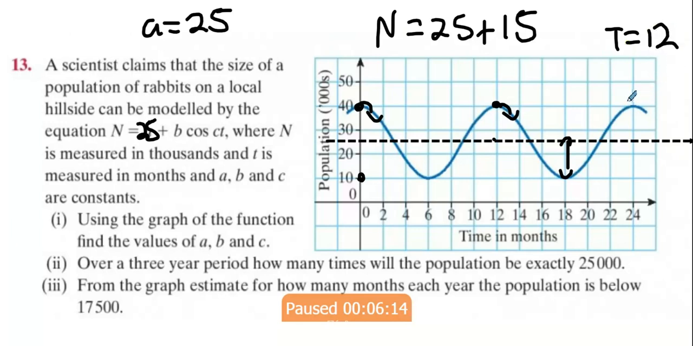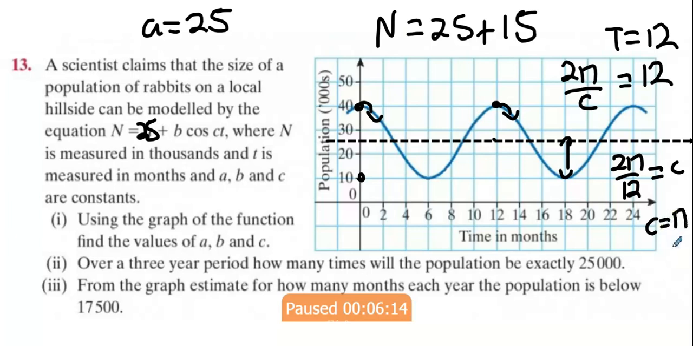What's the formula for period again? 2 pi divided by c equals 12. How do I find the c value? Bring the c up and the 12. What's 2 pi divided by 12? Yeah, your c value is pi over 6.